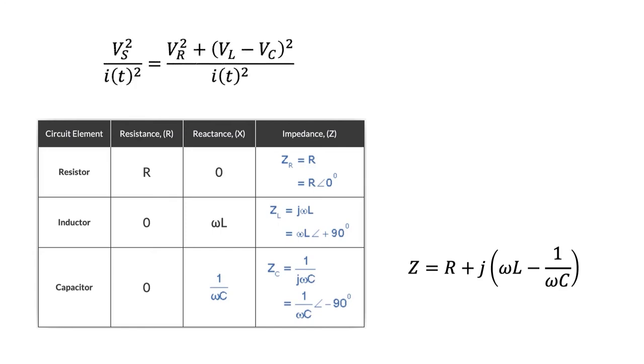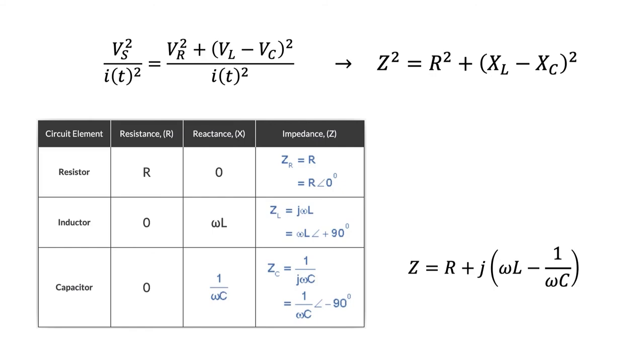If we divide everything by the current, we have the following expression, where Z is called the impedance. Z is called the source impedance, while ZR, ZL, and ZC are the impedances of the resistor, inductor, and capacitor respectively. These impedances are defined in terms of the resistance, inductance, and capacitance as shown in the table. ZR is equal to R, ZL is equal to jωL, and ZC is equal to 1 over jωC. R we know as the resistance.